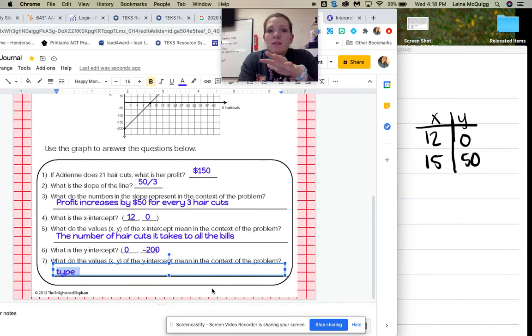So this means that she's starting out in debt $200, right? So that means every month she has $200 worth of bills. So the 200 represents the amount of bills that she has, or in this case, it specifically talks about rent. So we would say the amount of rent that Adrienne has to pay. Okay.